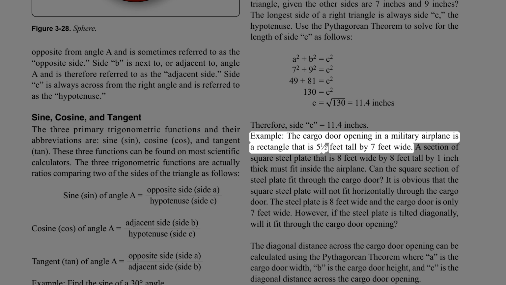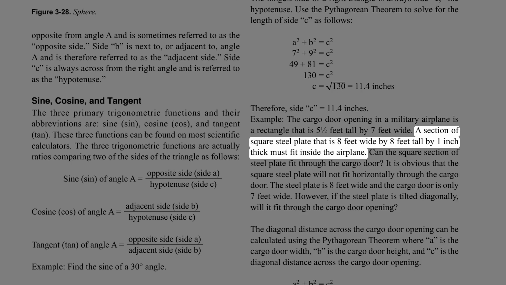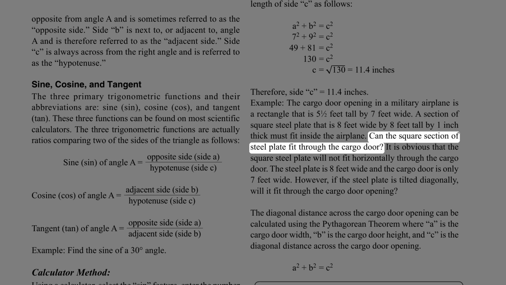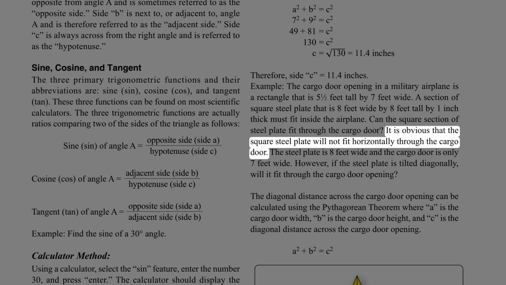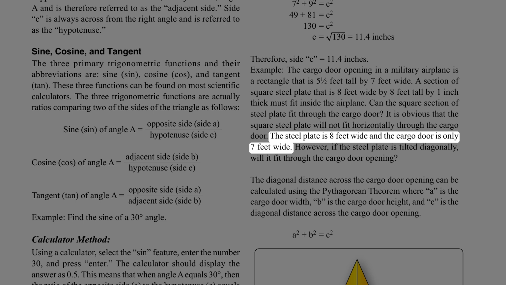Example: the cargo door opening in a military airplane is a rectangle that is 5.5 feet tall by 7 feet wide. A section of square steel plate that is 8 feet wide by 8 feet tall by 1 inch thick must fit inside the airplane. Can the square section of steel plate fit through the cargo door? It is obvious that the square steel plate will not fit horizontally through the cargo door. The steel plate is 8 feet wide and the cargo door is only 7 feet wide.